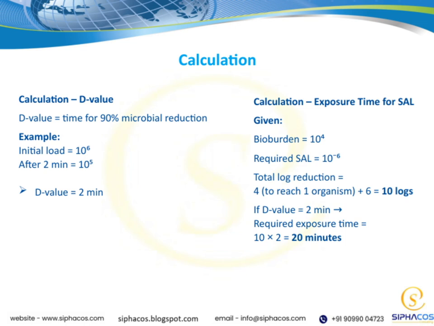Now let's clarify the D-value a bit more. The D-value equals the time it takes to achieve a 90% reduction in the microbial population. For example, if we start with 1 million organisms, 10 to the 6, and after 2 minutes, the count drops to 100,000, 10 to the 5, that confirms that our D-value is indeed 2 minutes. So, understanding this D-value helps us plan the exact exposure time needed to reach our sterilization goal efficiently.